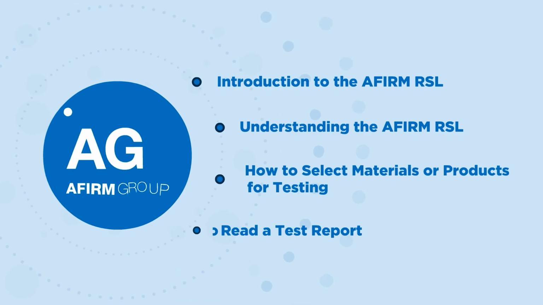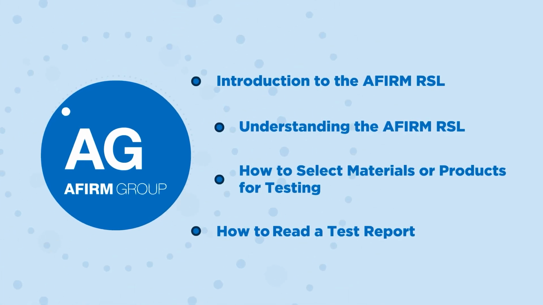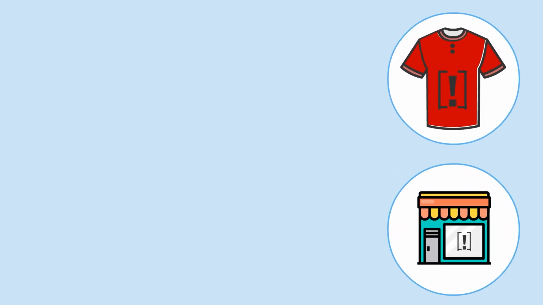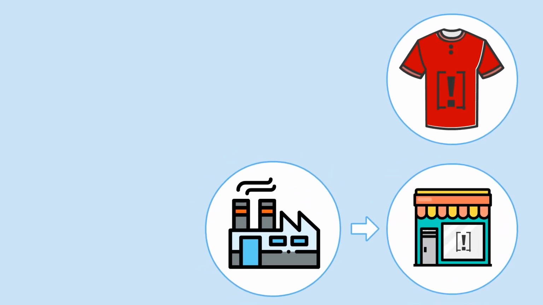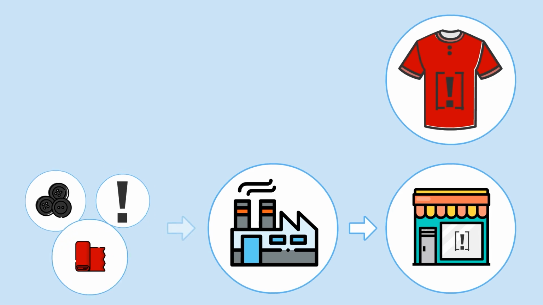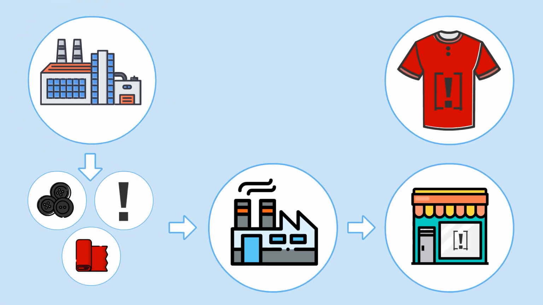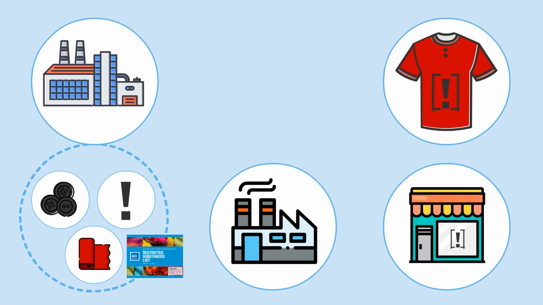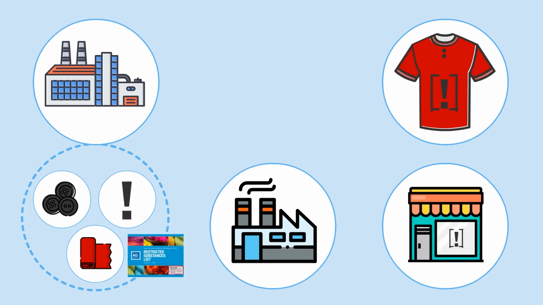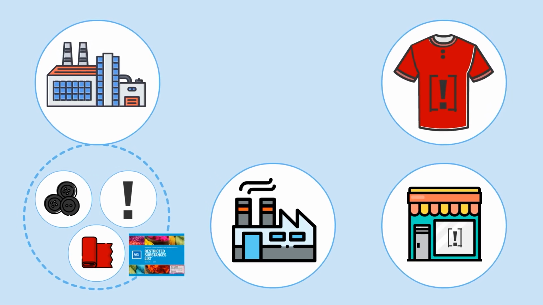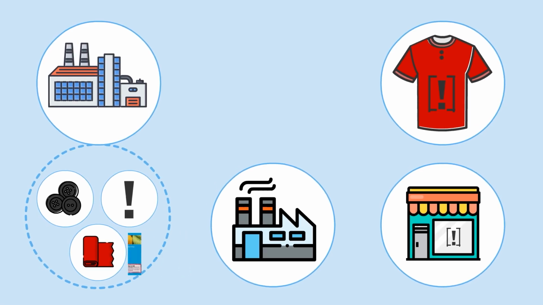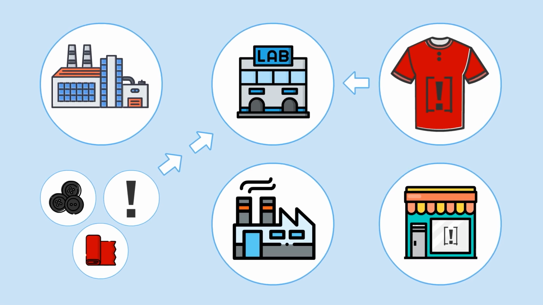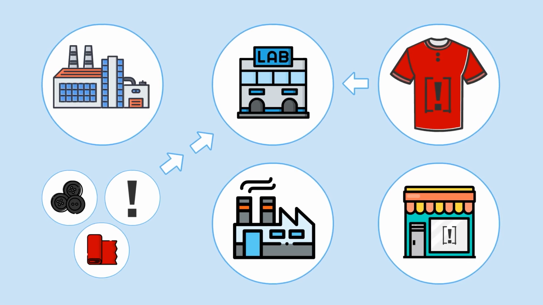But let us first recap a few concepts from other Affirm training videos. A product, such as a t-shirt, is sold by a brand. This product is made in a factory. The factory gets the materials for the product from material suppliers. Brands need factories and material suppliers to provide a product that meets chemical limits found in the Restricted Substances List, or RSL. To make sure the chemical limits are met, materials and products are tested in a lab.